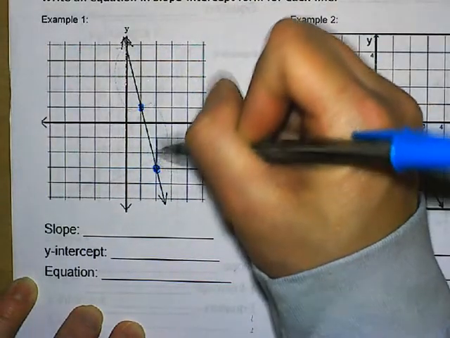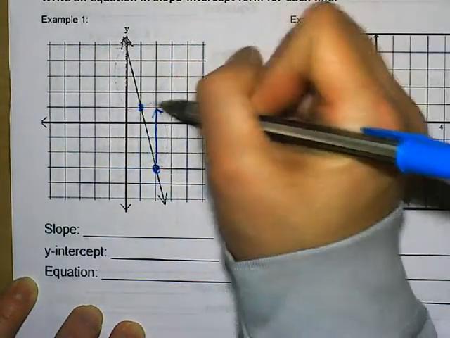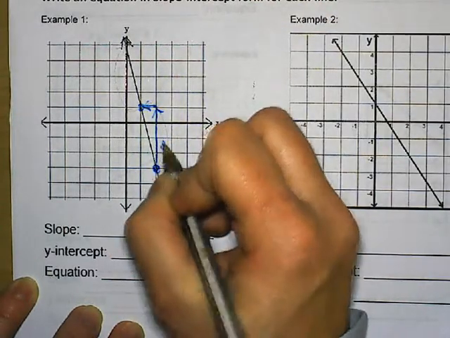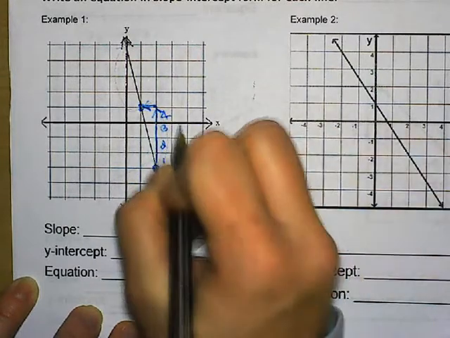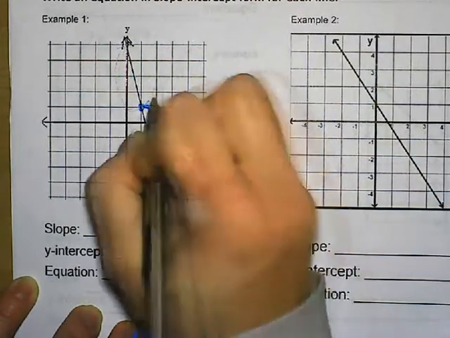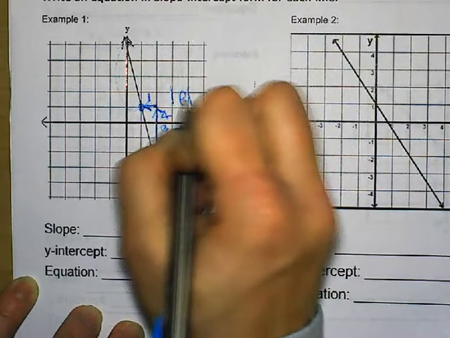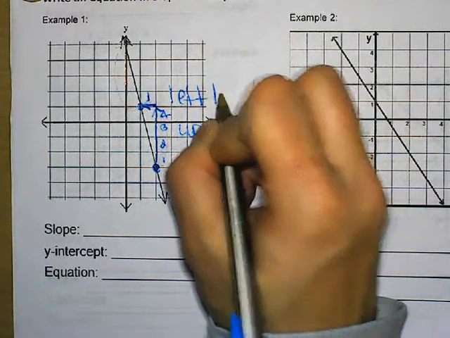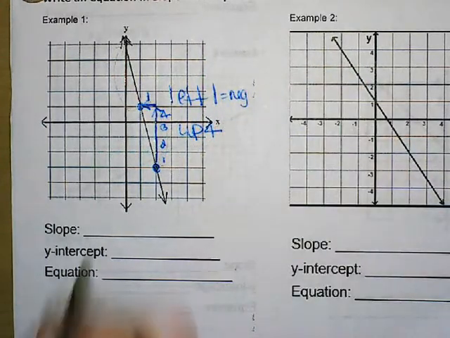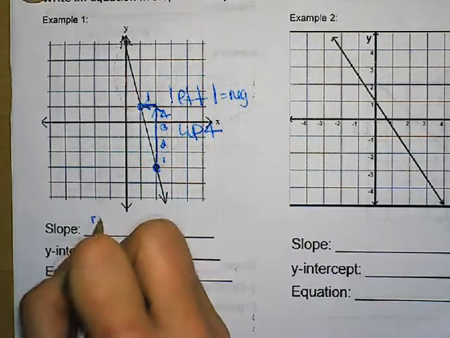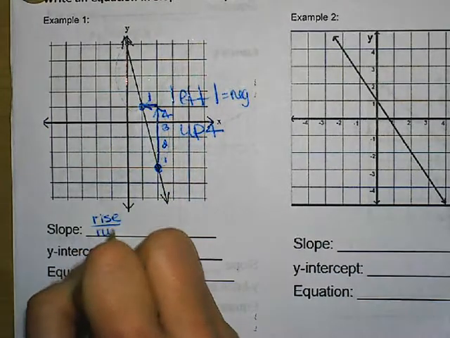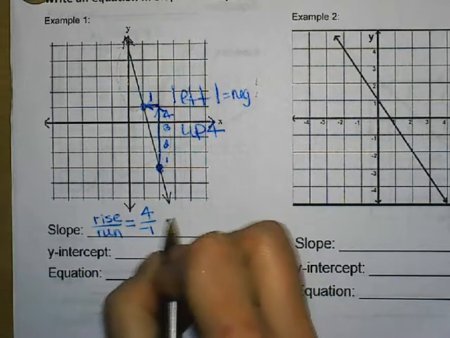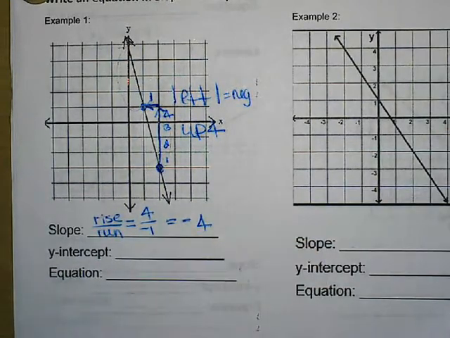And remember, you're going to rise and run. I'm going to rise 1, 2, 3, 4. So I go up 4, and it looks like I'm going left 1. And remember, left means that it is negative. So my slope, you're going to rise over run. It is 4 over negative 1, which means it is negative 4.